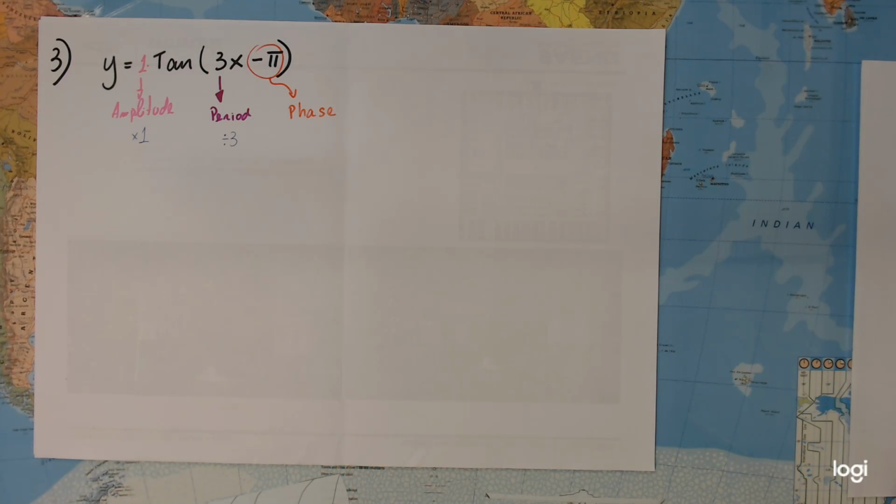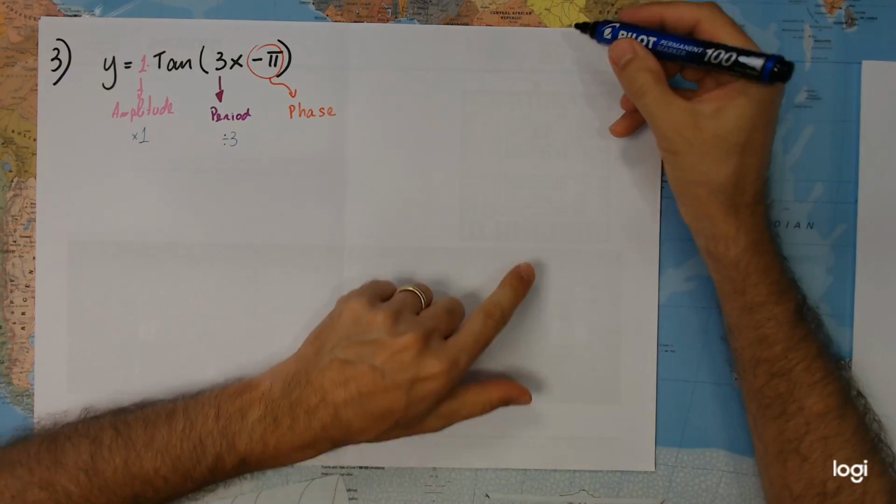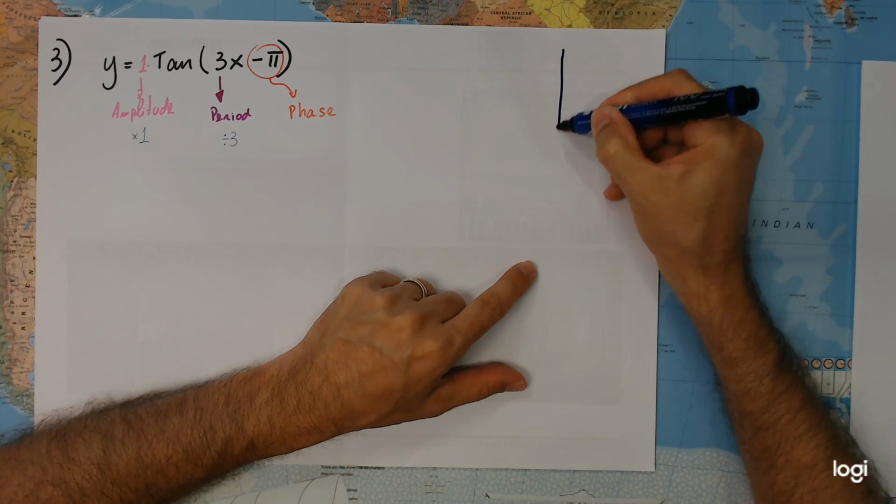But what happens when you are dealing with the tangent? The tangent is a little bit different. For tangent, the period is not 2 pi. For tangents, the period is just pi. And let me show you why that is.